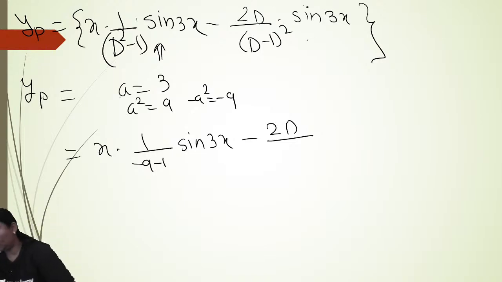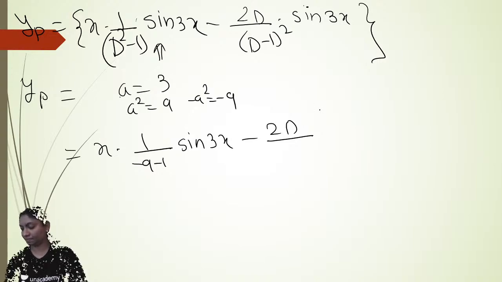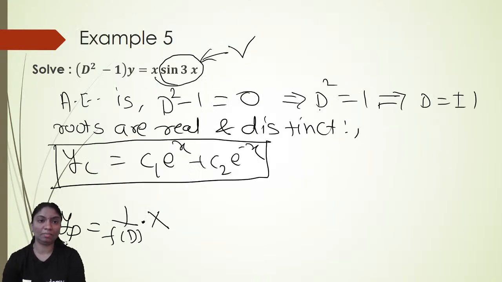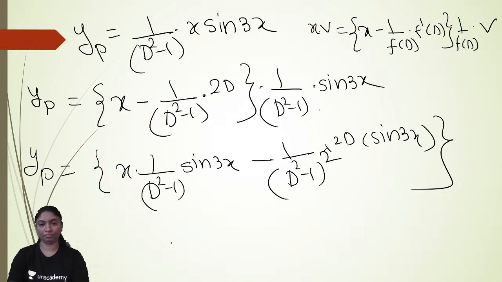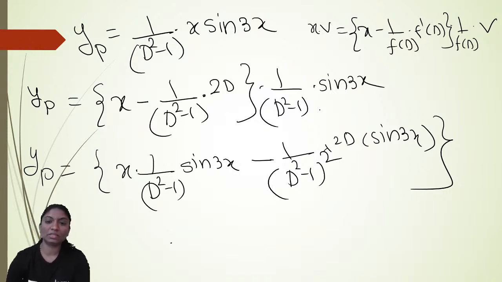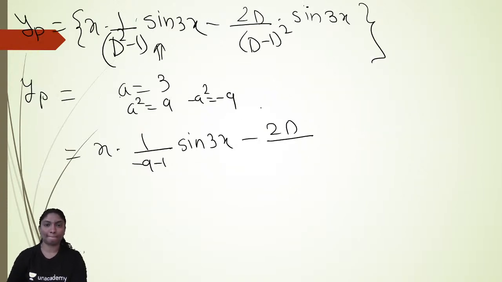So can I expand this d minus 1 bracket square like this? Just a minute, here d plus 1 or d minus 1? Okay, d minus 1. So we can use here d minus 1 bracket square 2d into sin 3x. So you can write directly here minus 1 into sin 3x and put d square is equal to minus 9. So minus 9 minus 1 minus 10 square, that is 100 into sin 3x. Okay.